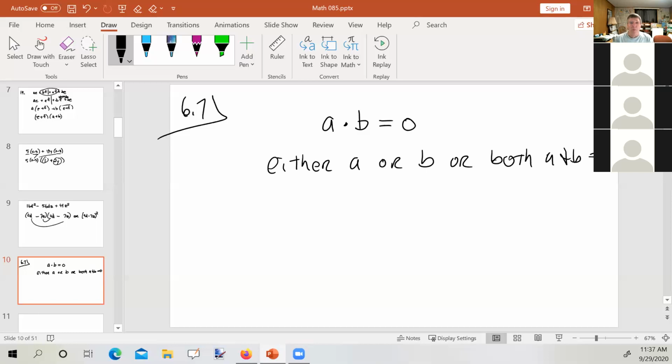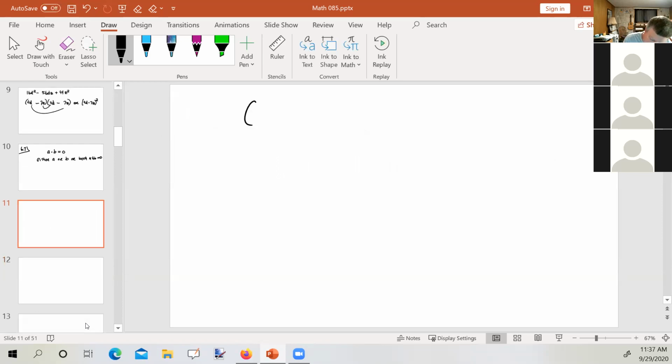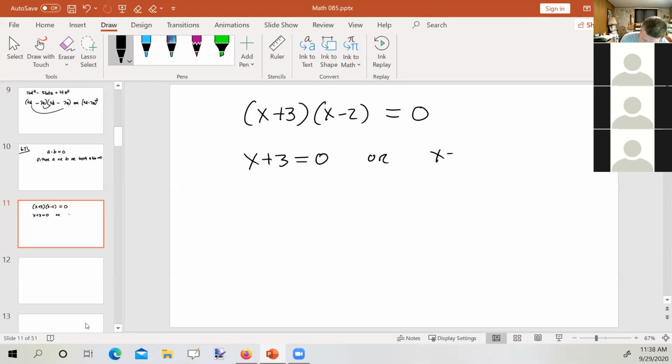We're going to use this property in conjunction with factoring to solve equations of second degree or larger. So we're going to be dealing with equations that have more than one solution. All right. So we're going to start off with something like this. Let's say we have x plus 3, the quantity, times x minus 2, the quantity, and we know that that is equal to 0. So what I have is a factor times a factor equals 0. So using the zero factor property, I could say that x plus 3 equals 0, or x minus 2 equals 0, or perhaps both of them equal 0.